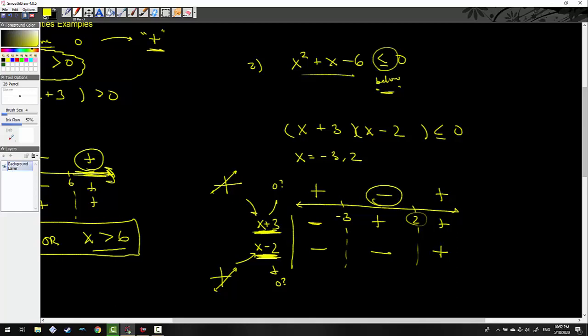Below, which means I'm looking for the negative value, which means x has to be in between negative 3 and 2. Notice how I had to include the equal sign because the original included the equal sign.